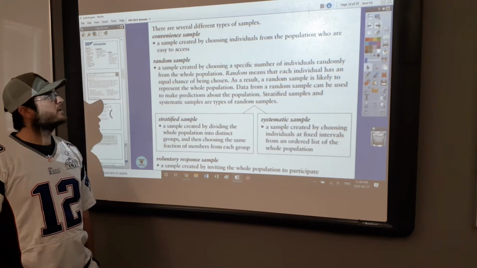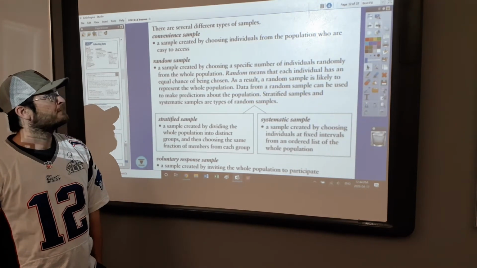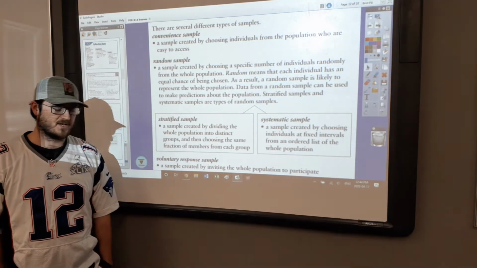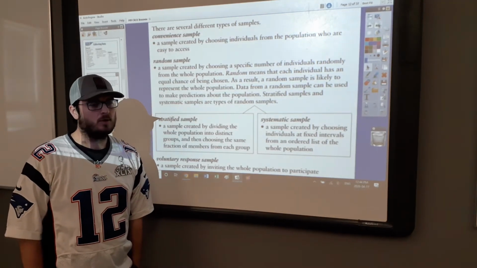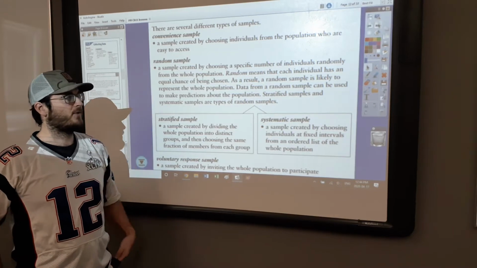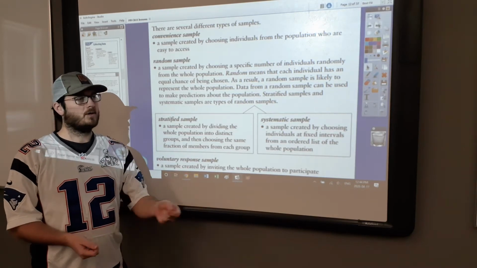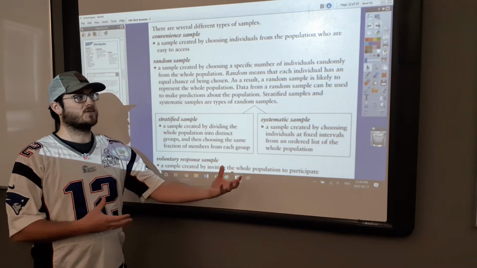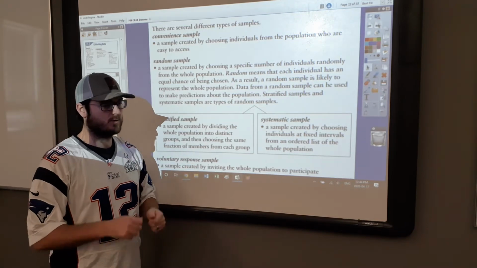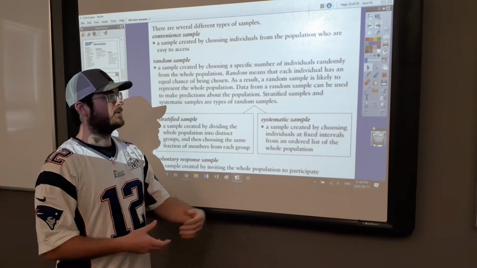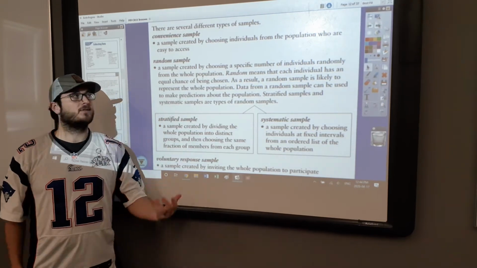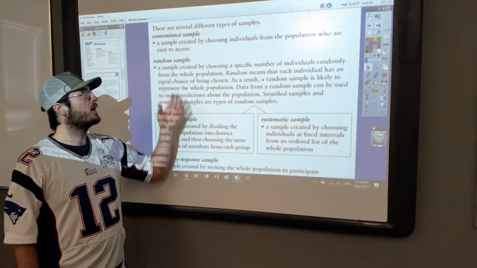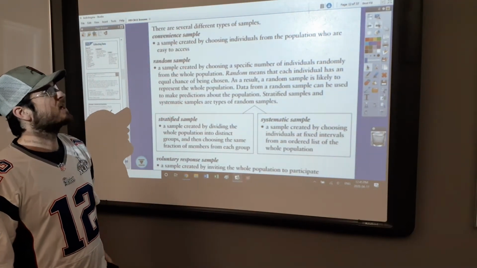So the first one there is a convenience sample. It's created by choosing individuals from the population who are easy to access. So usually you're not doing a whole lot of work for convenience samples. If I stand outside my classroom and interview people as they walk through the halls, right? Or it's the same in front of a store, right? If you go to a store and you just literally plop down, get people as they come in or out of the store, that's convenient. You're not going anywhere. The people are coming to you, and that's the key in a convenience sample.